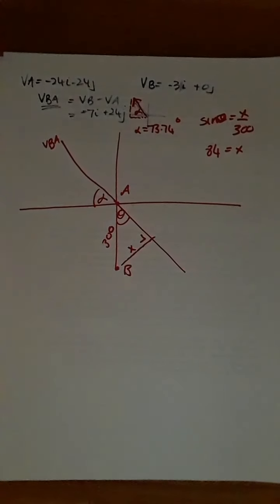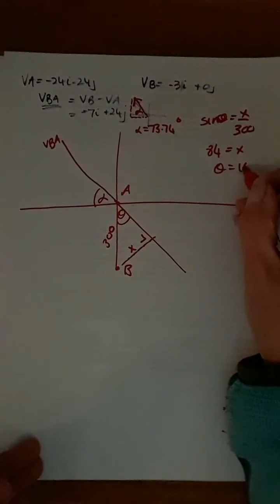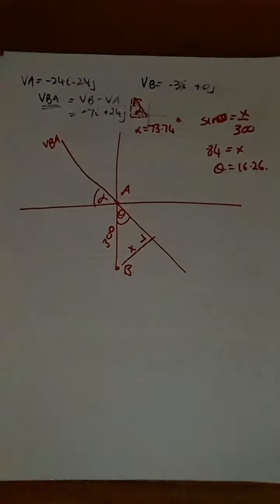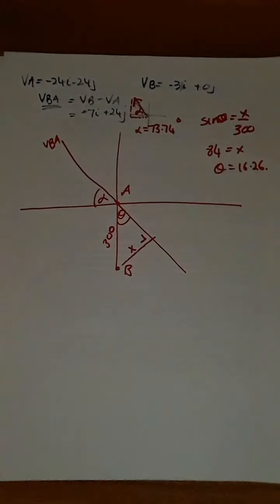So we have alpha, 73.74 degrees, that means we can find theta. So theta is 16.26 degrees. And then when I multiply the sine of that angle by 300, I will get my 84. So that's the closest distance, 84. That's the closest they're going to be to each other. Okay, I'd get that anyway before I went any further, because you never know when you might need it.